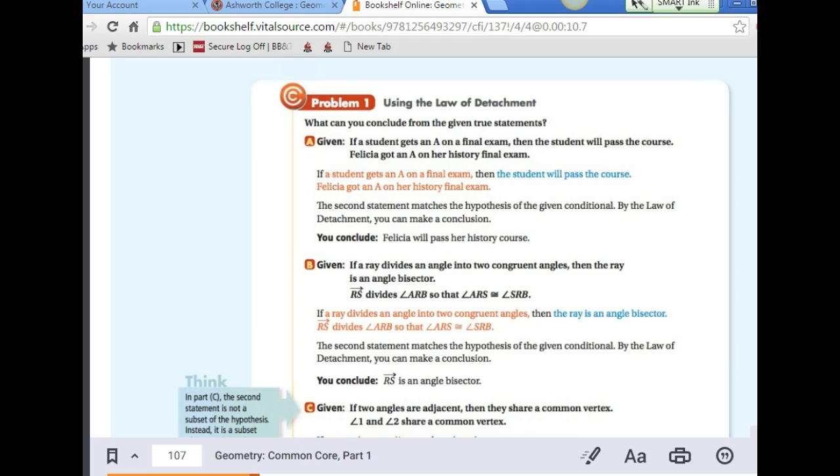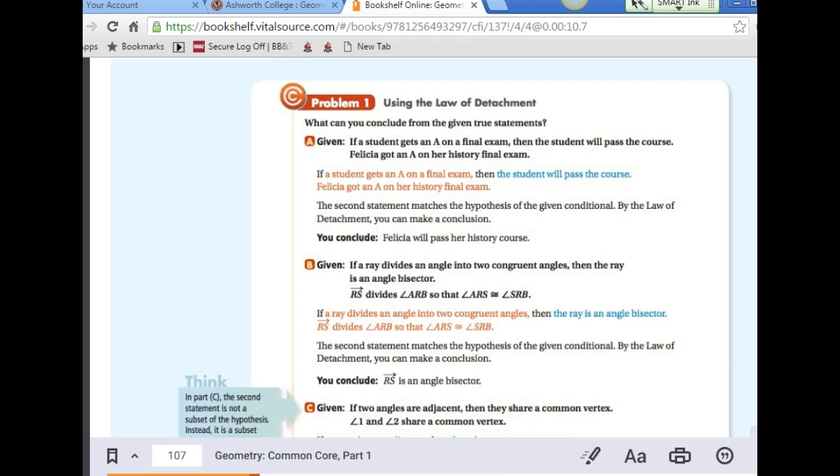So the second statement matches the hypothesis of the given conditional. By the law of detachment, then you can make a conclusion that Felicia will pass her course, which comes from the conclusion of the original statement. We used to say it as if A then B. And so if A is true, then B will also be true. That's kind of the thinking behind what we call the law of detachment. So let's look at another one.